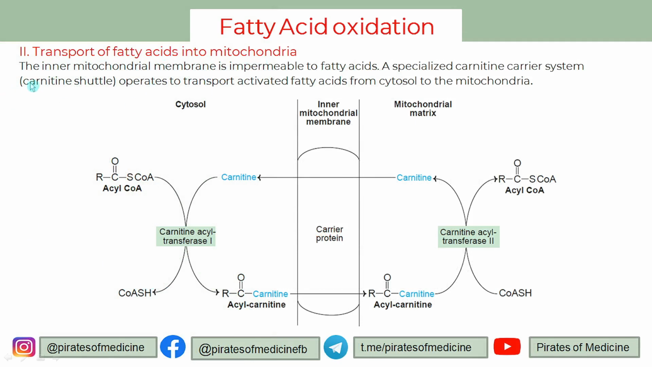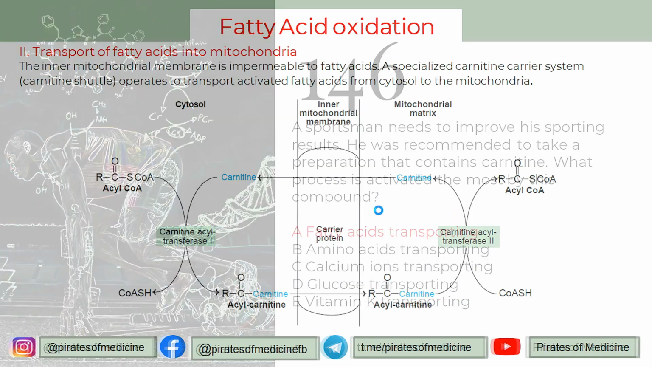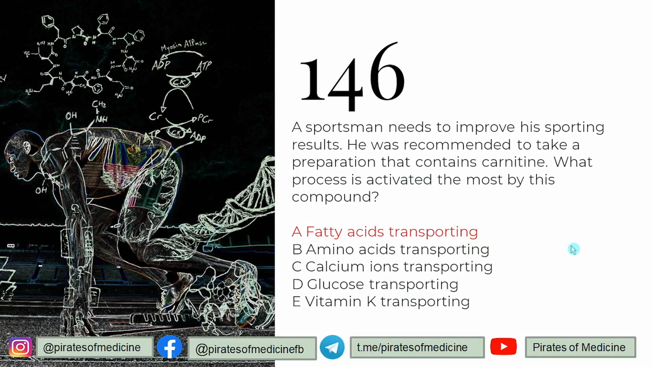So the first step is activation of fatty acids into acyl coenzyme A. Now carnitine acts as a carnitine shuttle and carries acyl coenzyme A into the mitochondria because the mitochondrial membrane is impermeable to fatty acid on its own. So carnitine combines with acyl coenzyme A to form acyl carnitine, goes in and gives off acyl coenzyme A and returns back to the cytosol and continues this shuttle again and again. So this is how carnitine helps. It is involved in fatty acid transporting.